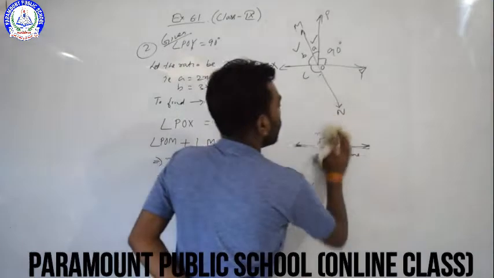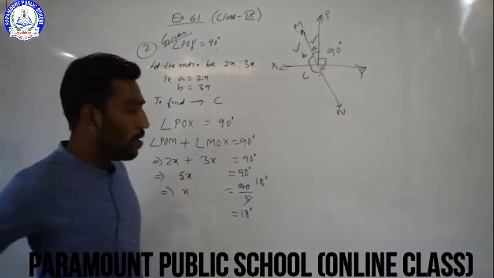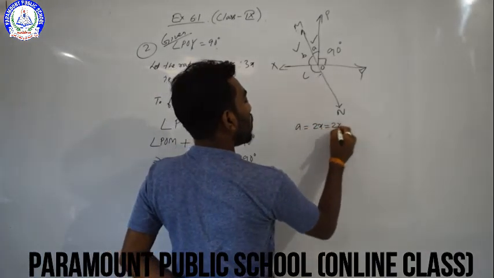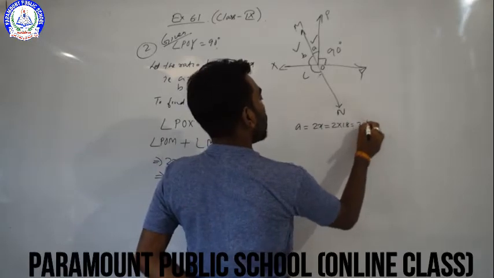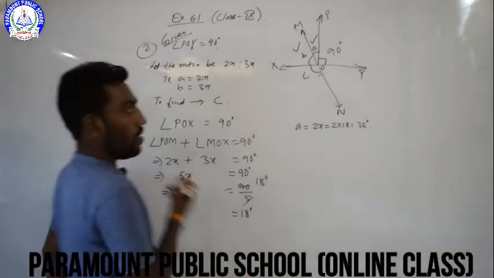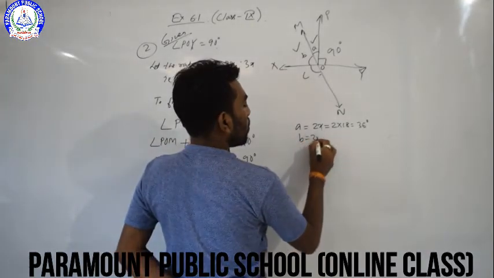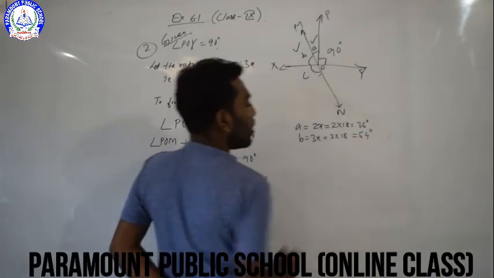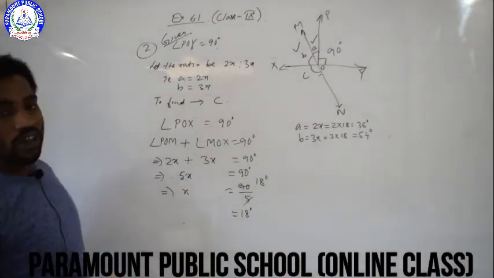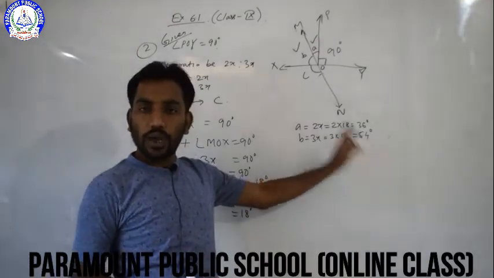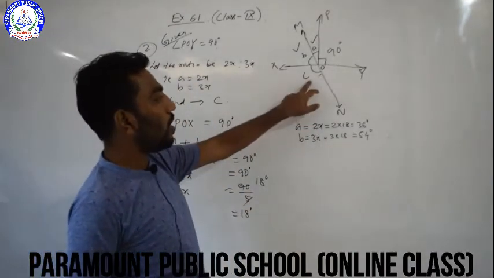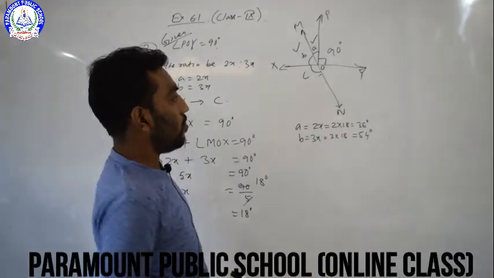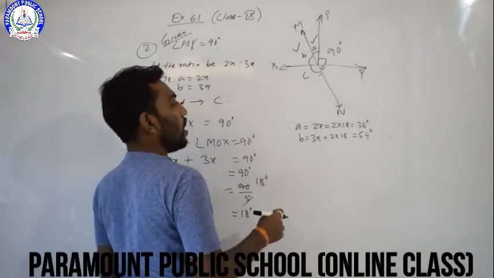So from here we can come to know that A is equal to 2x. So the value will become 2 into 18. So 18 2s are 36 degree. Correct? And the value of B is 3x. So 3 into 18 is nothing but 54 degree. So we came to know our A value is 36 and our B value is 54. Now what we have to find? We have to find the value of C.